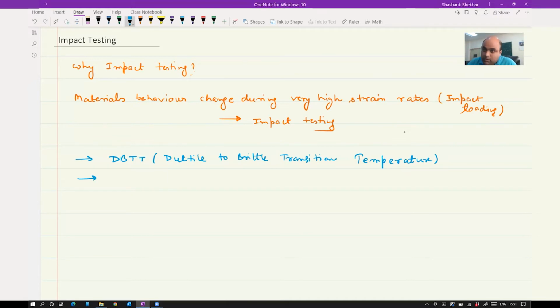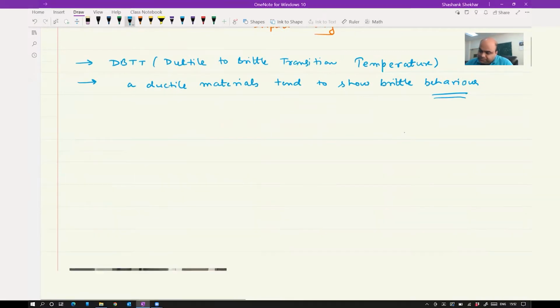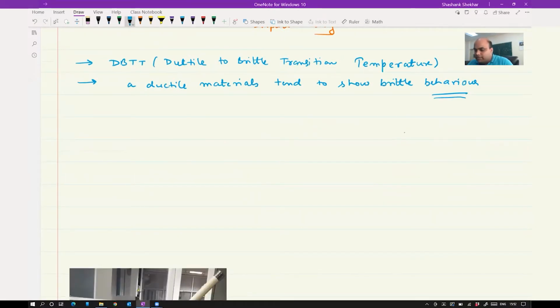Okay, so a ductile metal tends to show brittle behavior. Okay, so overall, if you see, when I say that a ductile material can tend to become brittle, there are three ways a ductile material can become brittle.